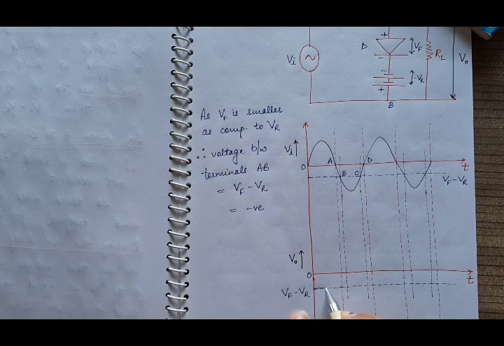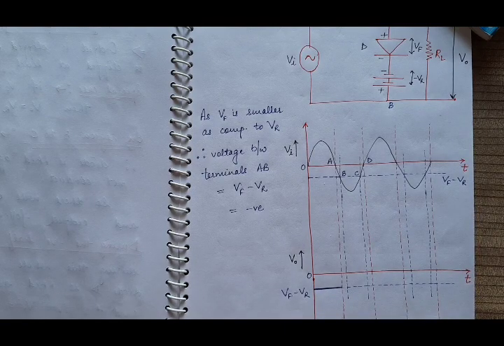It will be at level Vf minus Vr. So there will be clipping during the whole positive half cycle and the output will be constant. It will be clipped at the voltage level Vf minus Vr, which is negative and lies below the zero level.